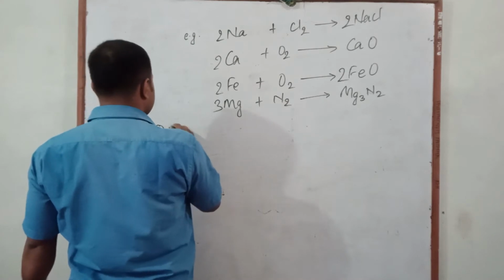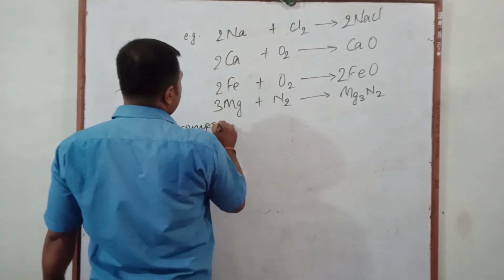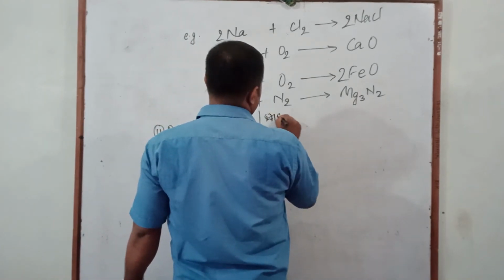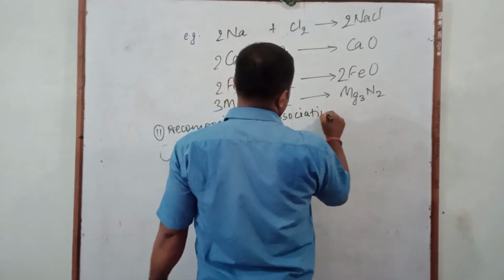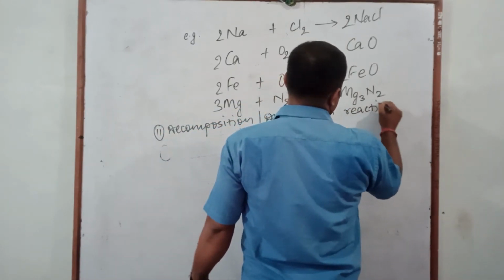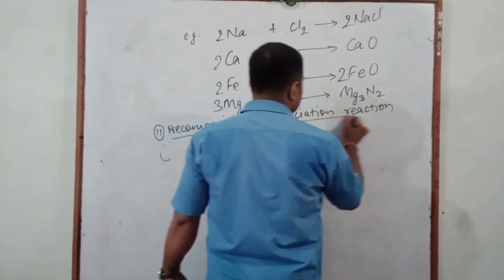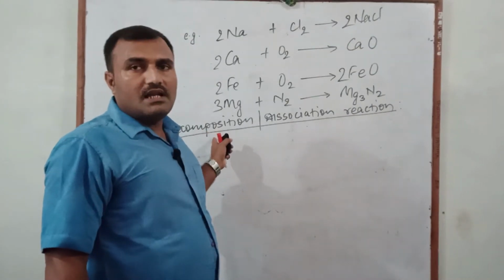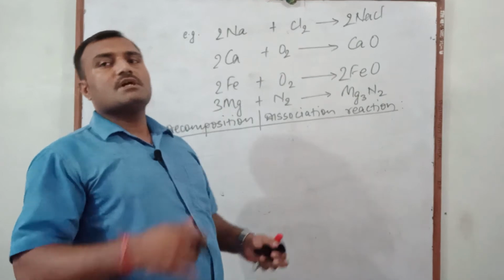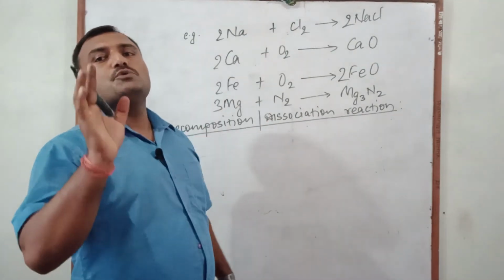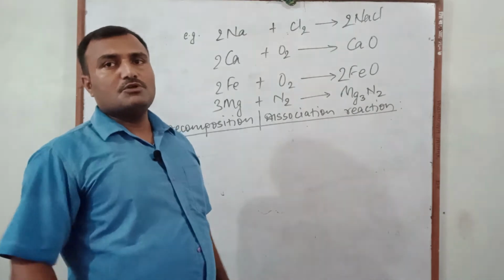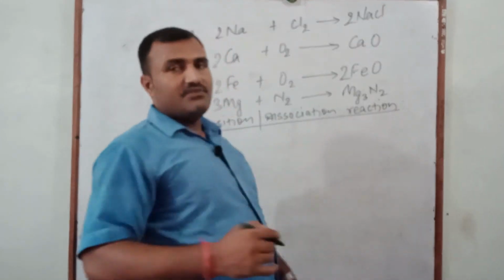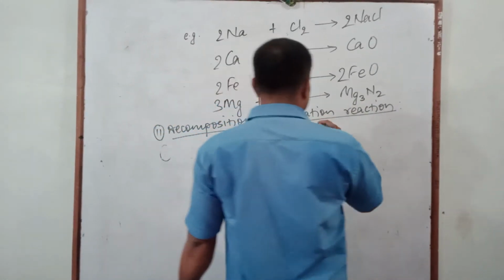The other type is one in which a single reactant decomposes and gives 2 or more products, and here the second type of chemical reaction is decomposition reaction. It is also called dissociation reaction. And how do we define it? The chemical reaction in which a single reactant decomposes or dissociates to give 2 or more products is called dissociation reaction. At first we define and then we explain with the help of examples.